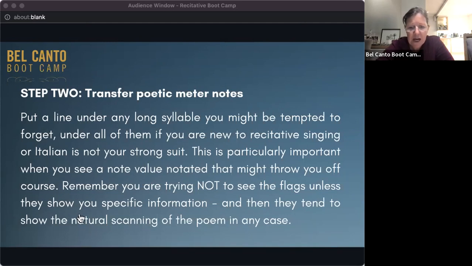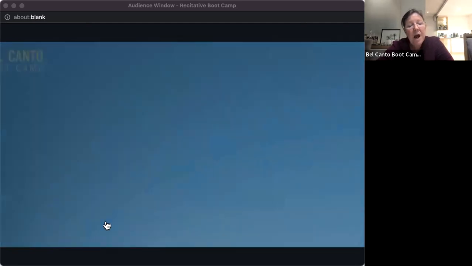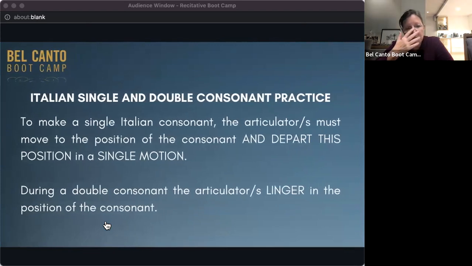Perfect. Okay, so after last night, I thought we would do just a little Italian single and double consonant practice, because a lot of these things with finding the stresses, once you get into the flow of things, you're probably going to make good decisions. And if you make a wrong decision here and there, I can help you fix it once I get to Michigan, or once Derek and I get to wherever we're working in person.